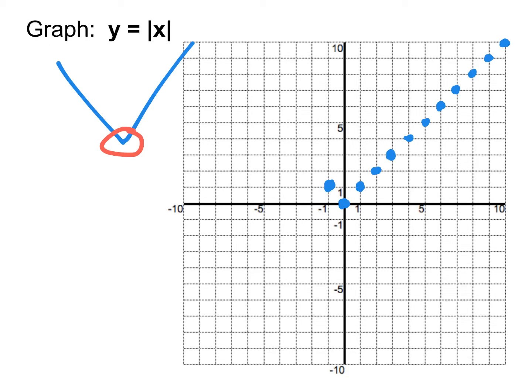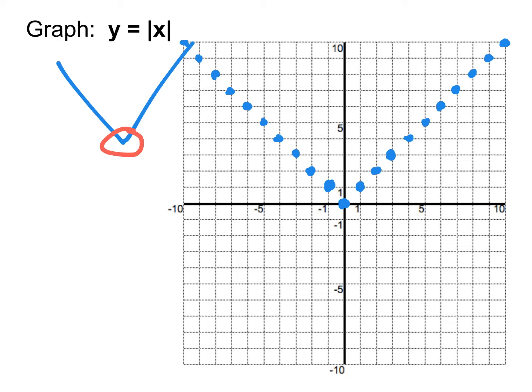And then if I plugged in negative 2, I'd get a positive 2. And you notice it's just going to keep doing the exact same thing. Basically, the left side is the same as the right side. We're going over 1 and up 1 all the way along. So plot each of those points. And then once you've done that, we're going to draw on the curve.